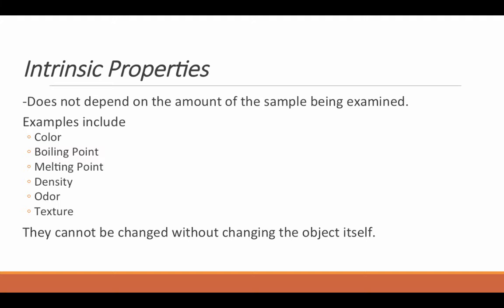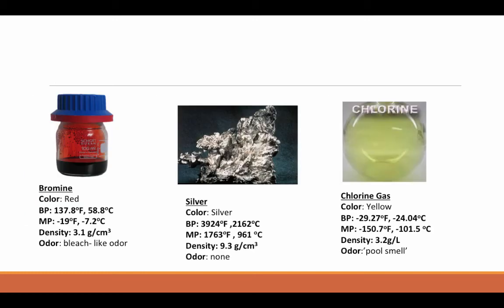On the other hand, the chlorine gas, which is another element on the periodic table, is completely different. It was gaseous, it had a yellow color, it would have an odor of chlorine, and it wouldn't have a texture because it's gaseous. So they're completely different intrinsic properties, and that's based on the elemental substances that you're dealing with. So here are some examples.